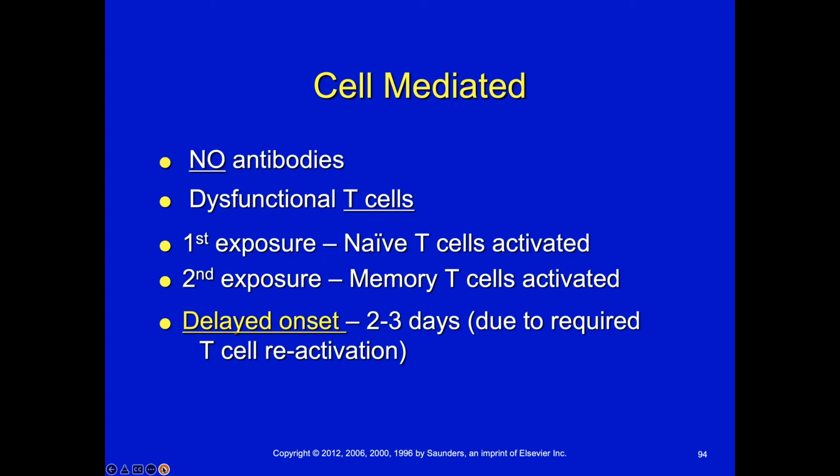They're causing damage. The first exposure results in activation of the naive T cells, and so you get memory cells produced. On the second exposure, those memory cells are activated. This is also known as delayed onset hypersensitivity. It takes 2 to 3 days for the symptoms to actually become apparent, and this is due to the time that is needed to reactivate the memory T cells.